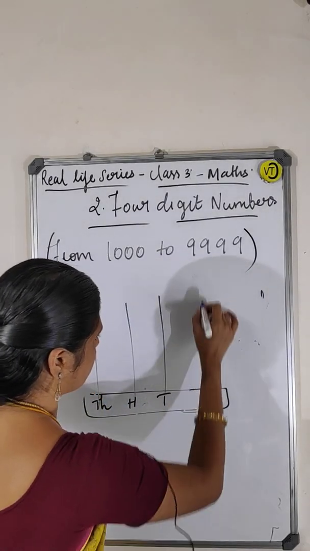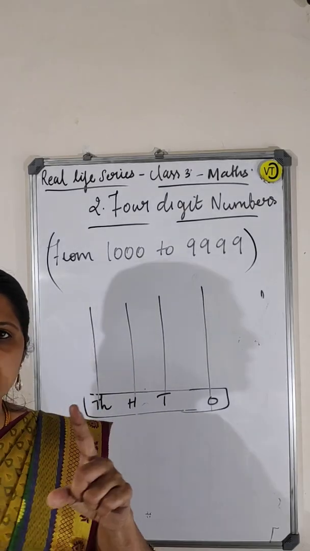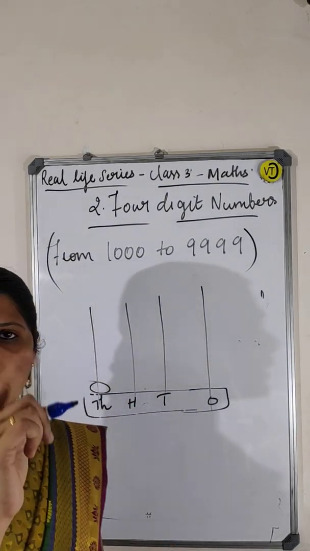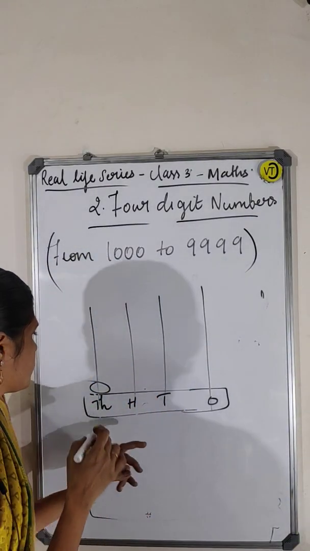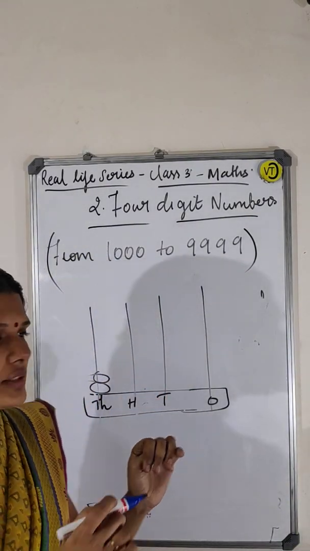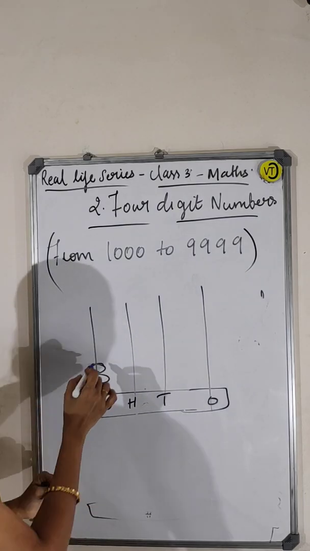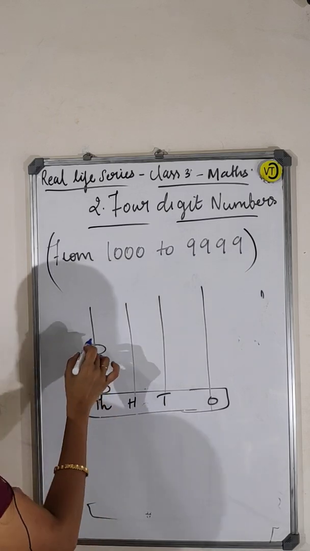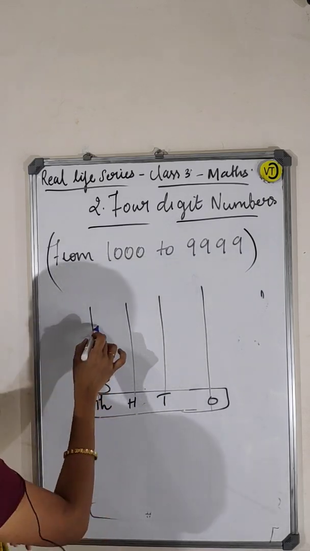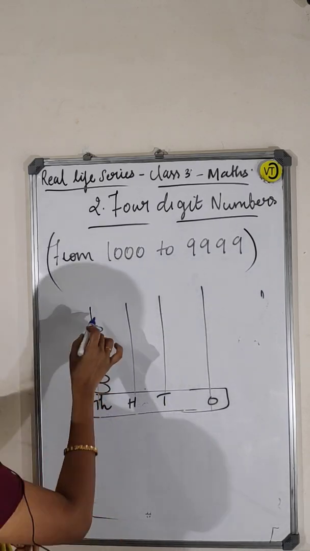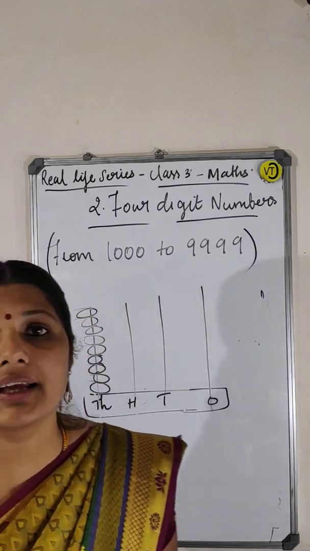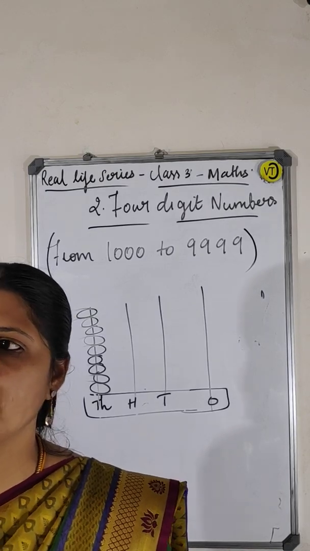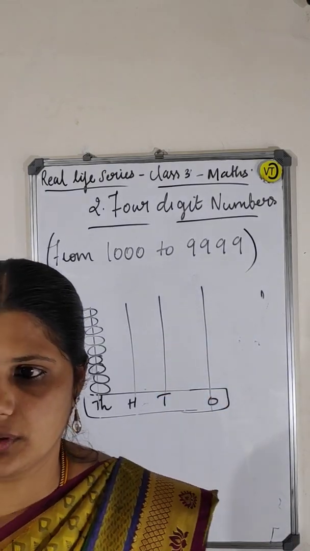1000. How many beads can we keep in 1000 place? Only one bead. 1000 it is. 2000 means 2 beads. 3000 means 3 beads. 4000, 4 beads. 5000, 5 beads. 6000, 6 beads. 7000, 7 beads. 8000, 8 beads. And 9000, 9 beads will be. Okay, in thousands place you are adding one bead in that rod.